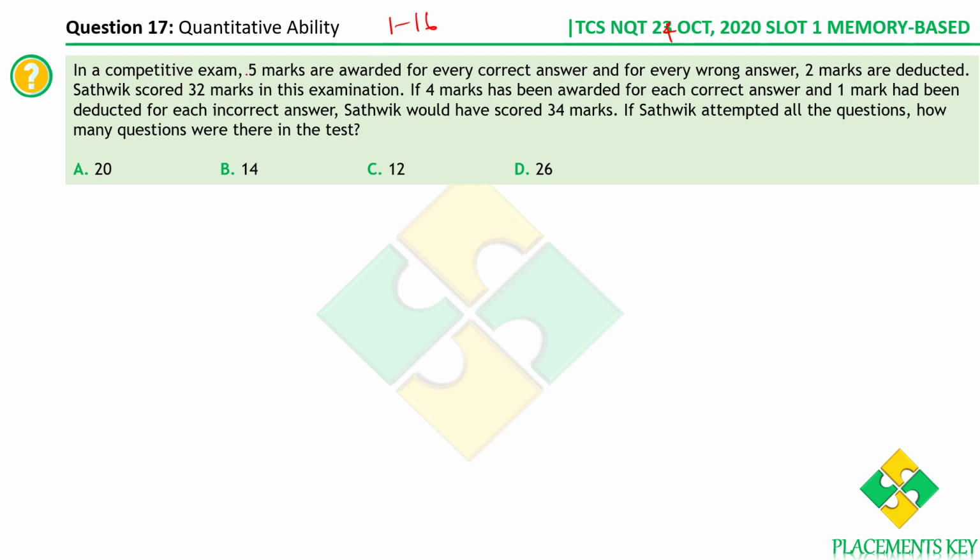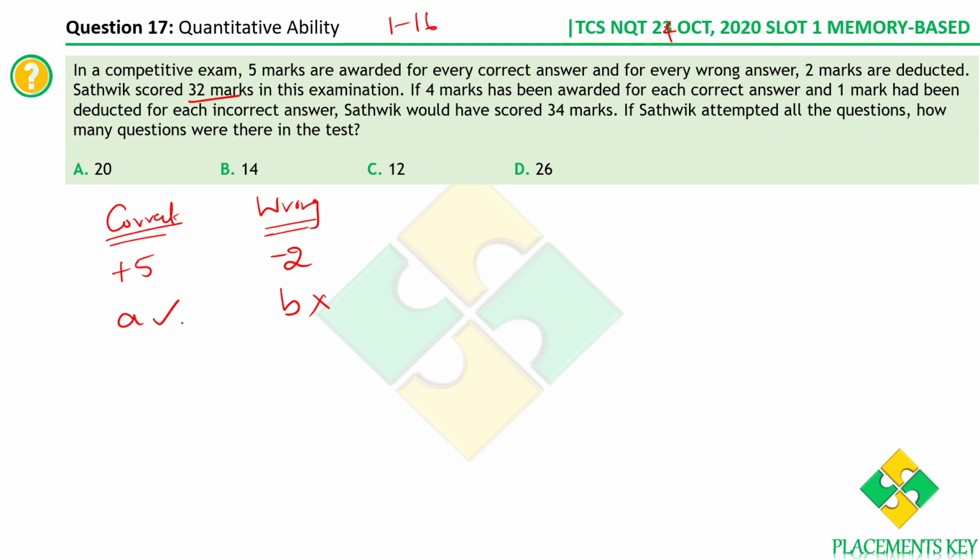In a competitive exam, 5 marks are awarded for every correct answer, and for every wrong answer, 2 marks are deducted. That is, the penalty is -2. Now Satvik has attempted the test and he has scored 32 marks in the exam. Let's say he's answered A questions correctly and B questions incorrectly.